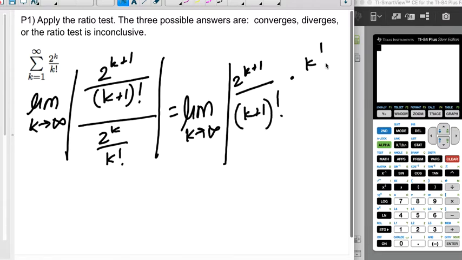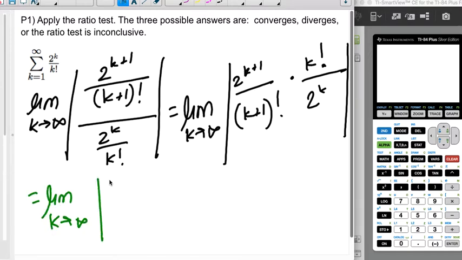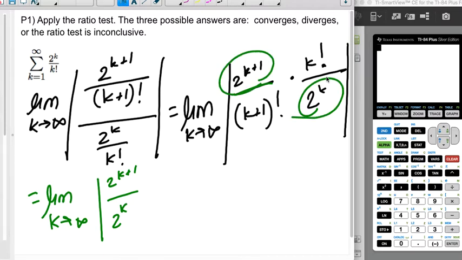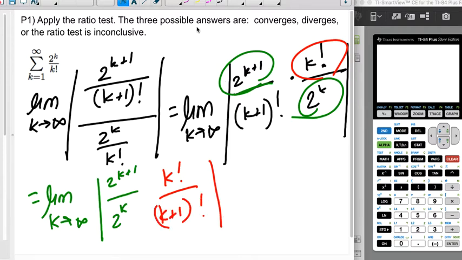So notice the k factorial ends up on the top and the 2 to the k ends up on the bottom. If I put these things in a slightly better order, with k approaching infinity, this is going to be 2 to the k plus 1 over 2 to the k, which we'll deal with in a sec. That's these guys. And then this is going to be k factorial on top of k plus 1 factorial, which you want to get comfortable using.